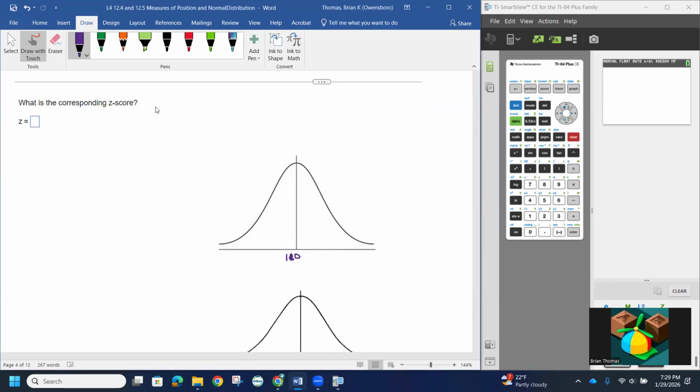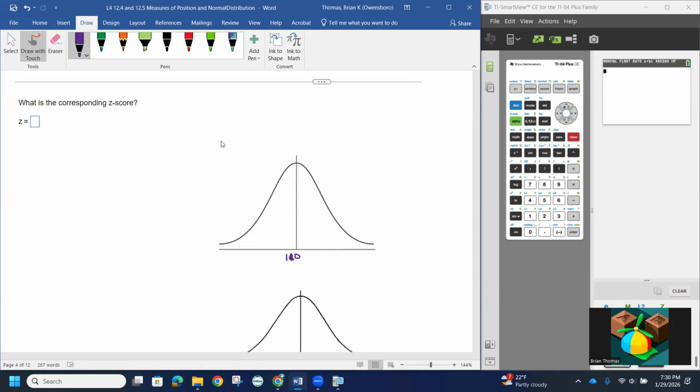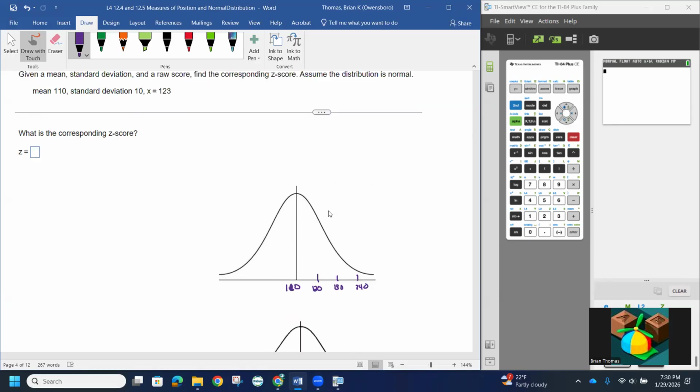And then the standard deviation is 10. So as I move from the mean, I have to add 10. So 110 plus 10 would be 120. Then we'd have 130 and then 140. So half the data is to the right of the mean. And then if we subtract 10, that would be 100, 90, and 80.